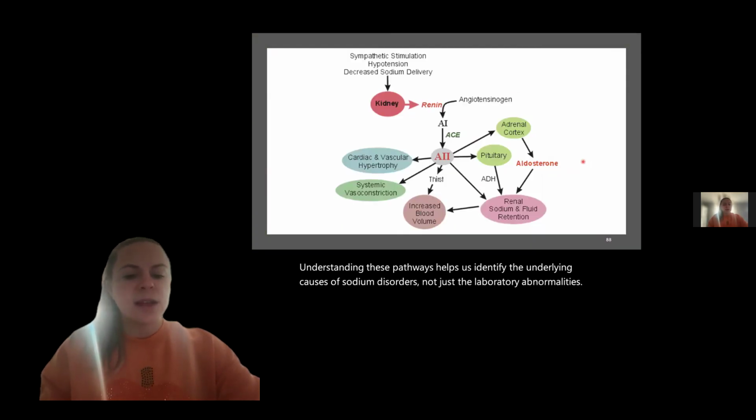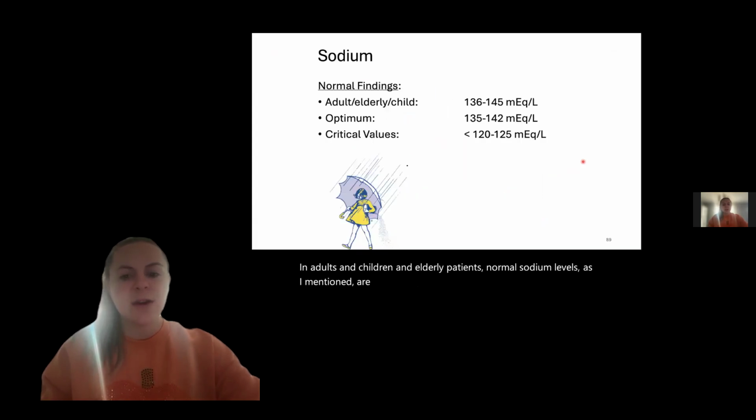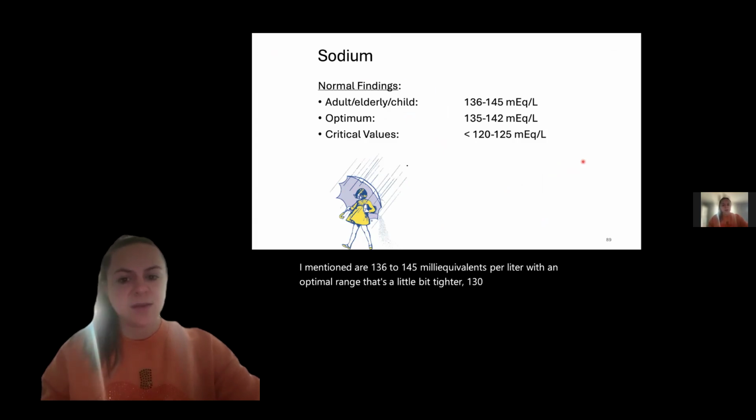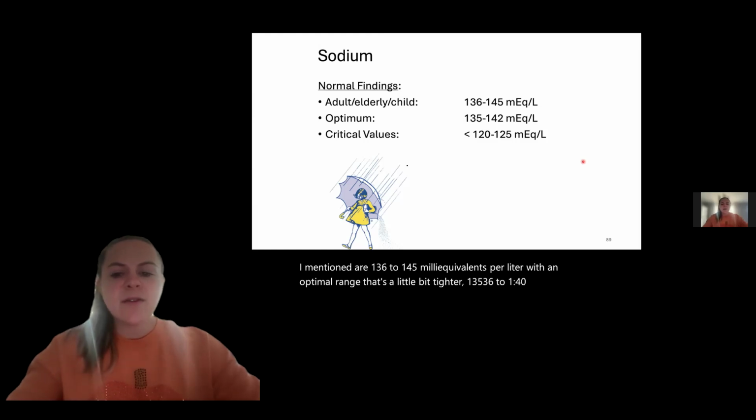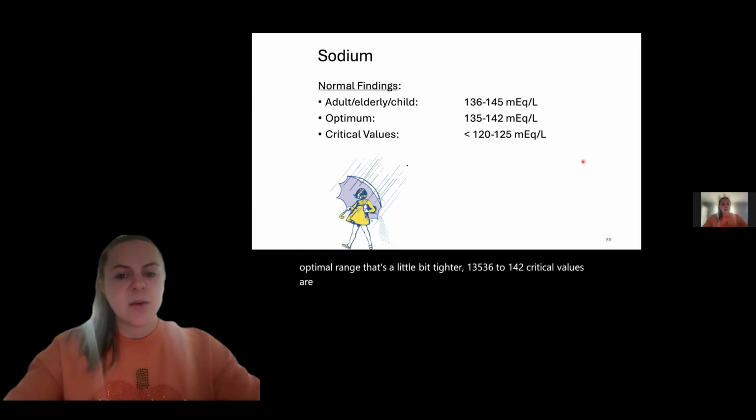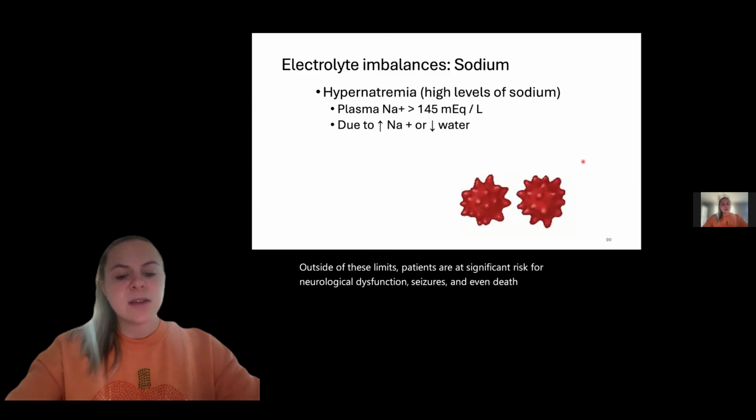In adults, children, and elderly patients, normal sodium levels, as I mentioned, are 136 to 145 milliequivalents per liter, with an optimal range that's a little bit tighter, 136 to 142. Critical values are anything below 120 to 125 or above 155 milliequivalents. Outside of these limits, patients are at significant risk for neurological dysfunction, seizures, and even death due to cellular dehydration or swelling in the brain.